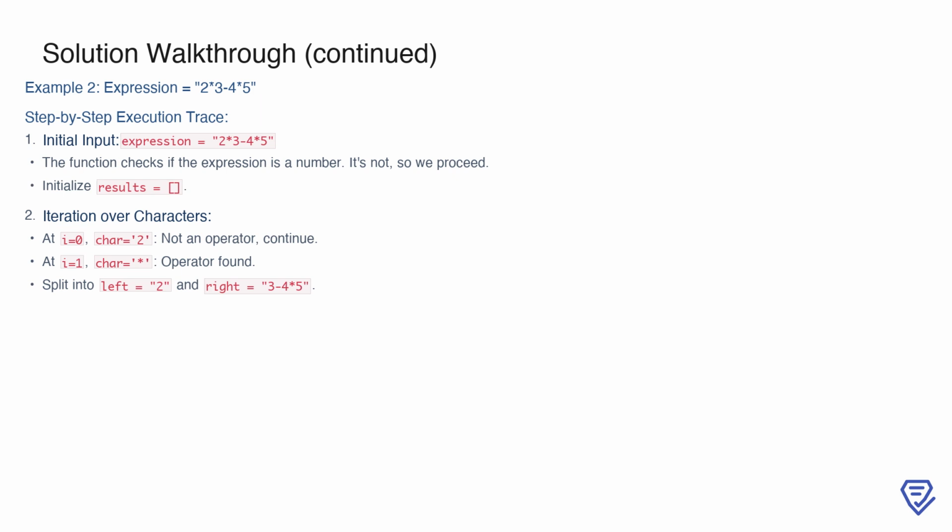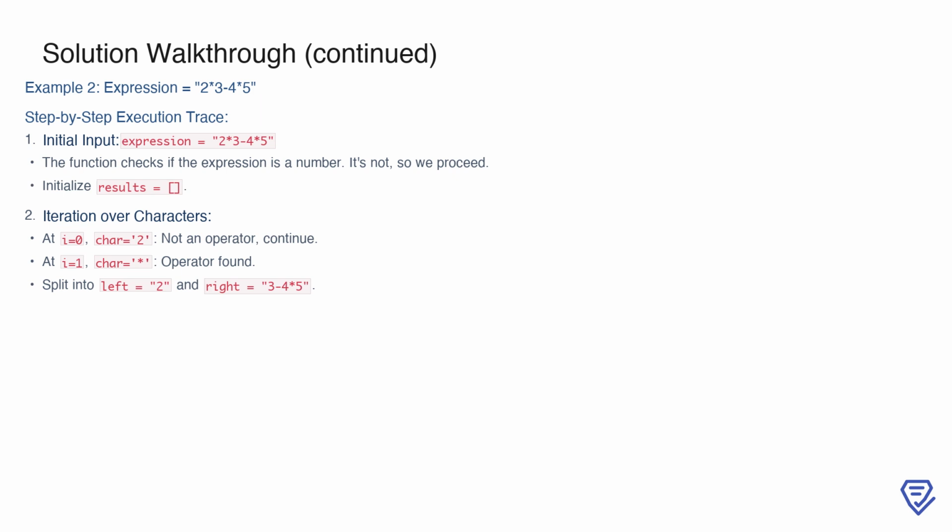In example 2, the input expression is 2*3-4*5. Again, the function checks if it's a number, which it isn't, so we initialize an empty results list. Iterating over the characters, at index 0, the character is 2, not an operator. At index 1, we find the asterisk operator.